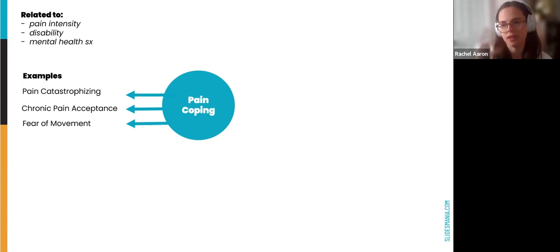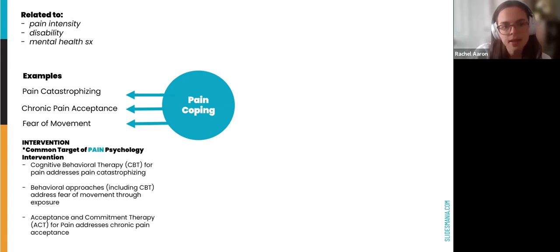Hundreds, if not thousands, of studies in the pain psychology literature have shown that greater pain catastrophizing, more fear of movement, and less chronic pain acceptance are associated with worse pain intensity, worse disability, and worse mental health symptoms. So the way that people are coping with pain is strongly defining or influencing their outcomes.